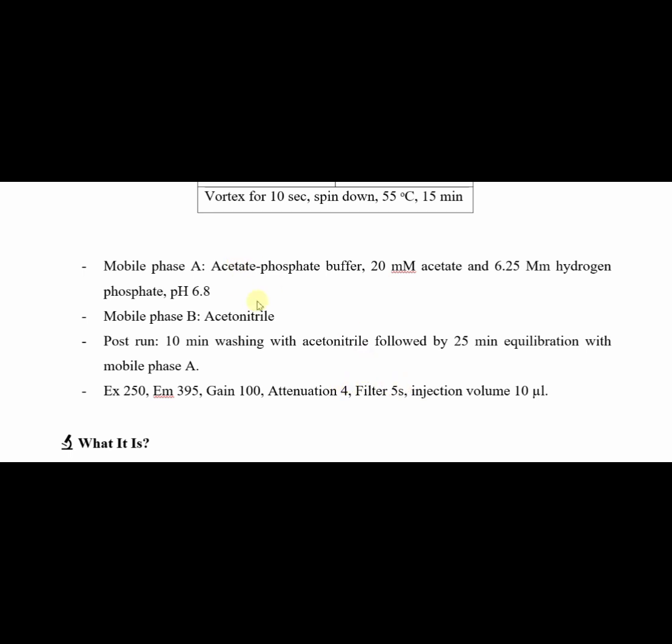Mobile phase A is the acetate phosphate buffer, 20 millimolar acetate and 6.25 millimolar hydrogen phosphate, pH 6.8. Mobile phase B, acetonitrile absolute. Post run: 10-minute washing with acetonitrile followed by 20-minute equilibration with mobile phase A.